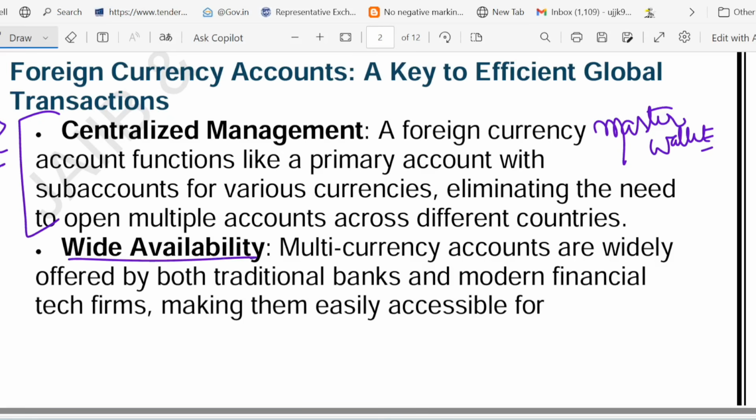Next point is wide availability. It means that you don't need a fancy offshore bank. Yes, you don't need a fancy offshore bank. No need. Many regular banks and digital platforms offer these accounts, right? So even a small startup can open a multi-currency account online in minutes without visiting a bank.